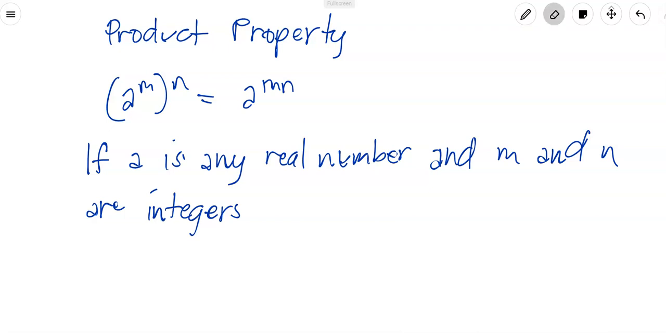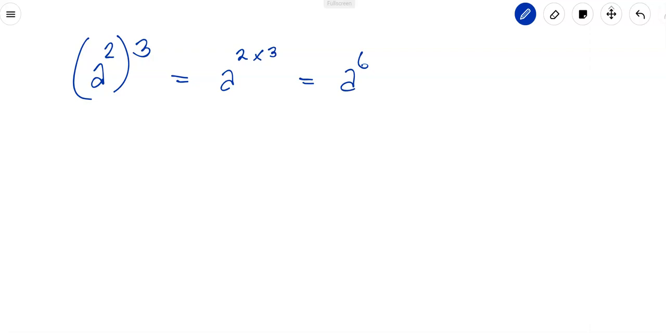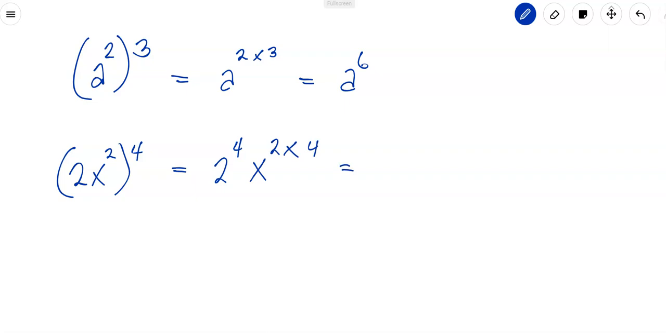For example, a raised to the power of 2, cubed. Using the distributive property of multiplication, we can distribute the exponent inside. So we have a to the power of 2 times 3, which is equal to a to the power of 6. For example, we get 2x squared to the power of 4. So we can get 2 to the power of 4 times x to the power of 2 times 4. Then we can simplify: 2 times 2 times 2 times 2. So we get 16x to the power of 8.